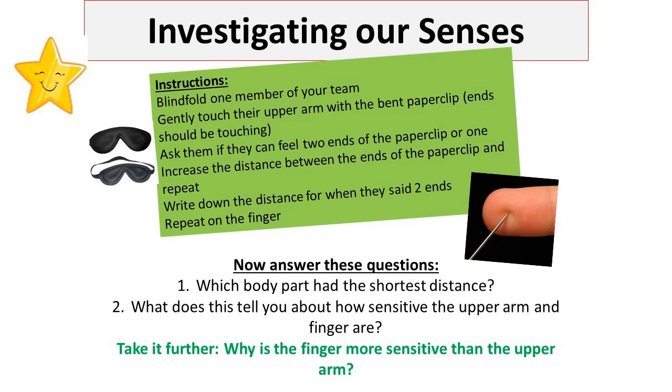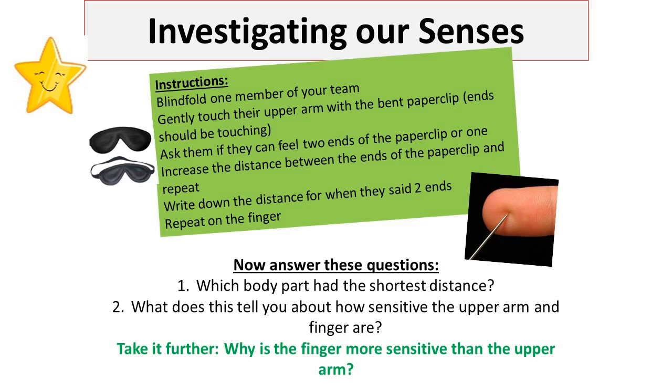You then need to repeat the experiment, and instead of using their arm, use their fingertip. Make a note of how far apart the 2 ends of the paperclip are, both on the arm and on the fingertip, when the person can detect that there are 2 ends of the paperclip and not one.